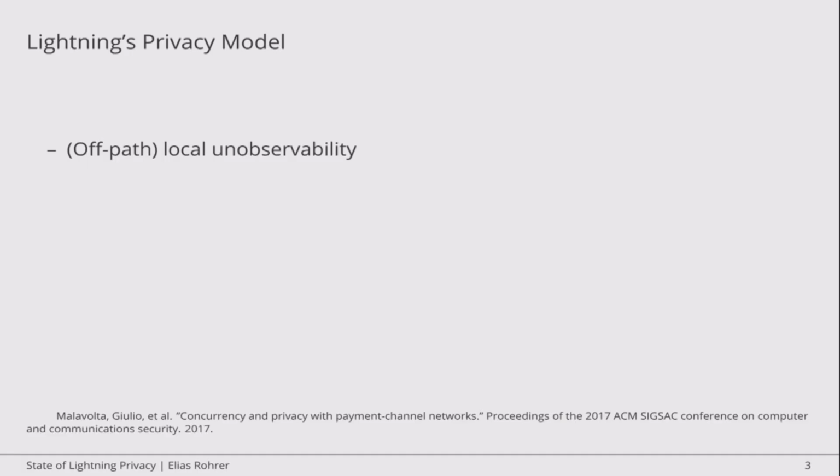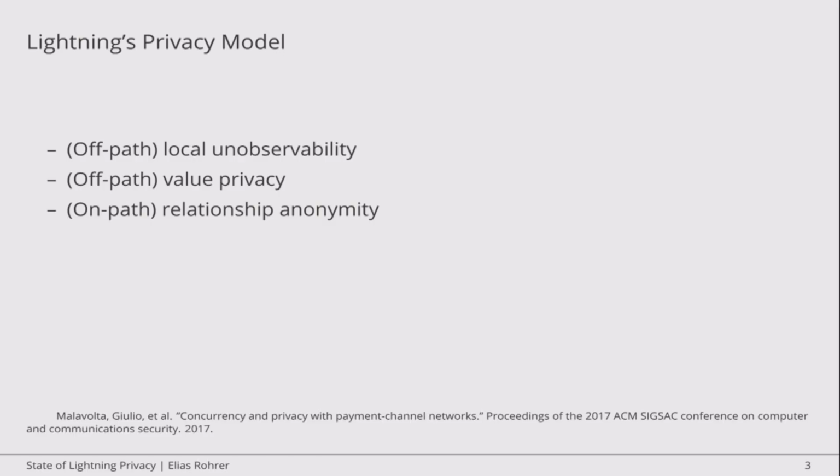The first property here is off-path local unobservability, meaning essentially that if you're not the sender or the receiver of a payment, or on the path of a payment, you don't notice the payment at all. You shouldn't get any information that it's actually happening. Secondly, since you don't know anything about the payment, hopefully you also have total value privacy, because you just don't observe anything changing, and hence you don't know the value of the payment that is going on.